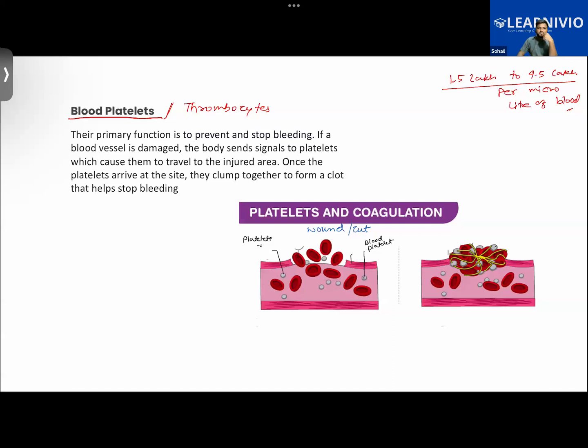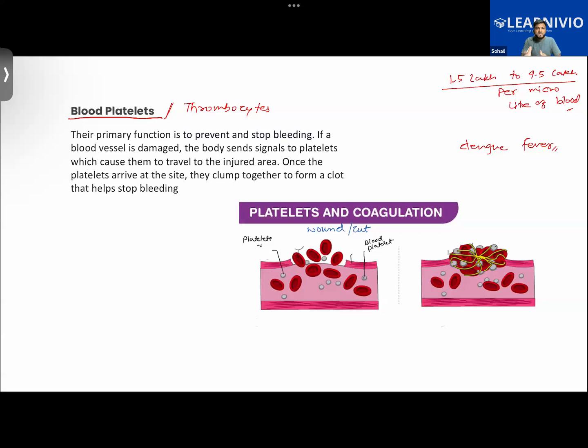Also, in certain diseases like dengue fever, the platelet count decreases. You have heard of dengue fever, right? It's a very common disease caused by a mosquito. So dengue fever is a fever caused by a mosquito.